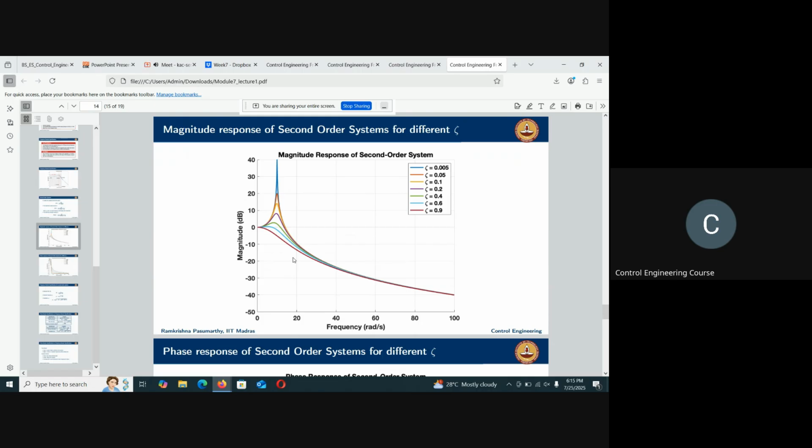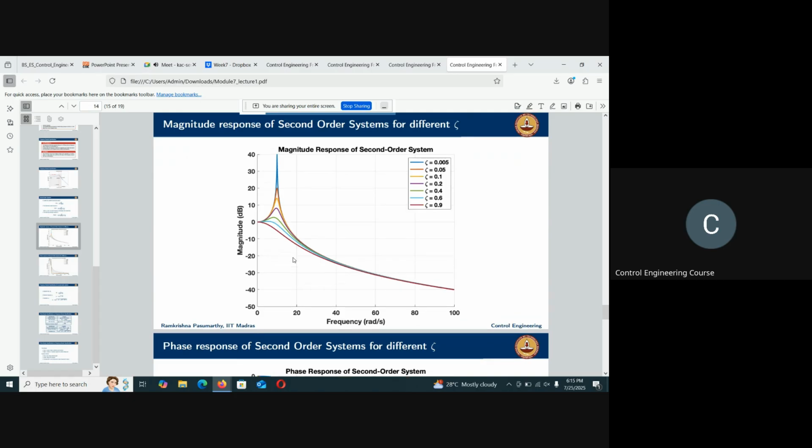So as I said, when the damping ratio reduces, the resonant peak actually increases. When damping is equal to 0, then the resonant peak will be infinity. So at omega equal to omega n, you will have infinite response. Now, of course, theoretically, damping cannot be perfectly 0. So there will always be some minute damping, so it will not be infinity, but a very large finite number. But this is just a limiting case.